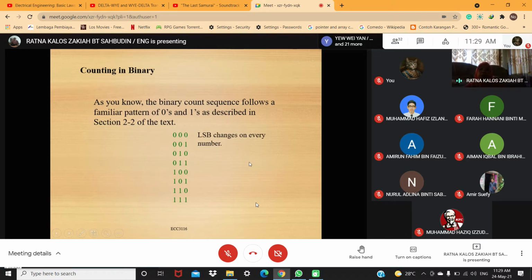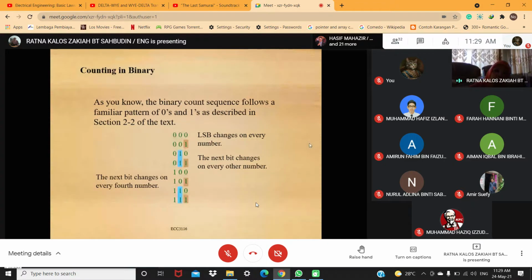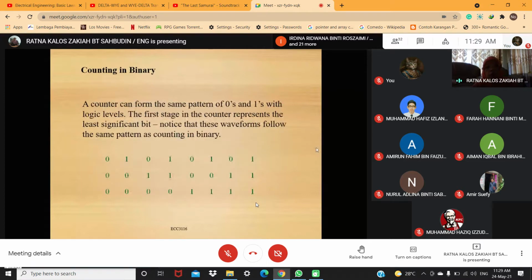The least significant bit changes on every number, as highlighted there. And the next bit changes on every other number, highlighted in blue there. And then the next bit changes on every 4th number. Now a counter can form the same pattern of zeros and ones with logic levels. So the first stage in the counter represents the least significant bit. This is the first stage here on top.